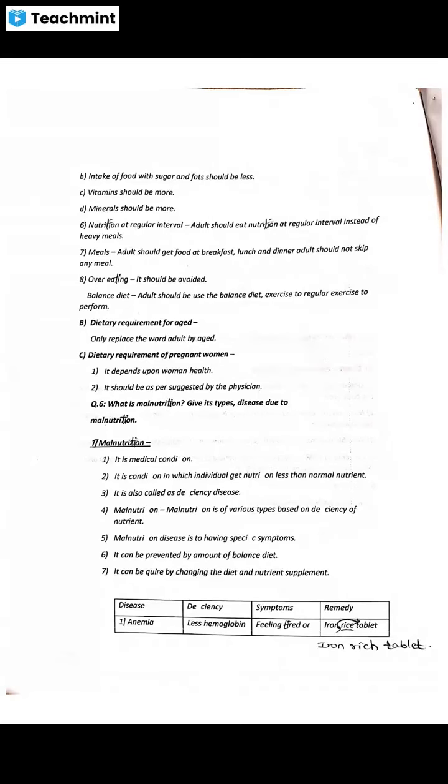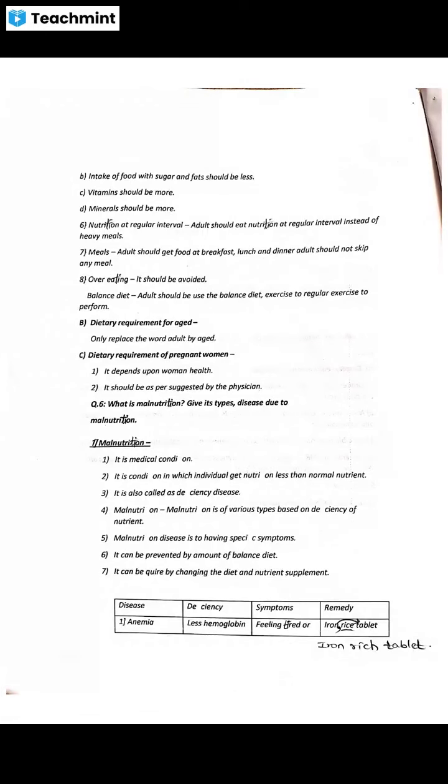Then meals. So adults should get food at breakfast, lunch, and dinner. So adults should not skip any meal. Don't skip the meal. Okay? Adults should get food at breakfast, lunch, and dinner. So adults should not skip any meal.